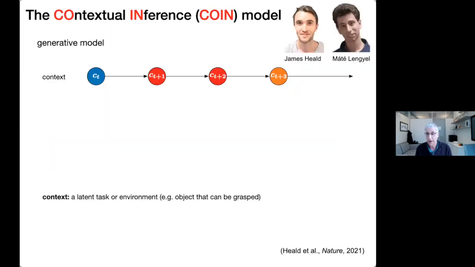So this work is primarily done by James Hill, the very talented PhD student and now postdoc. He really developed this all. Matty and L'Engle and I went along for the ride, and it was a joy to be involved in it.